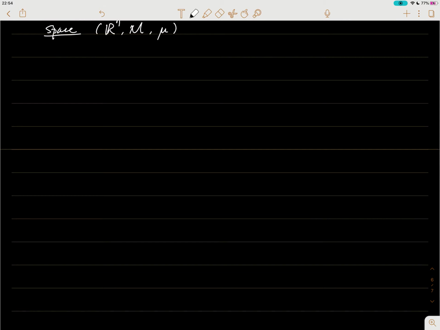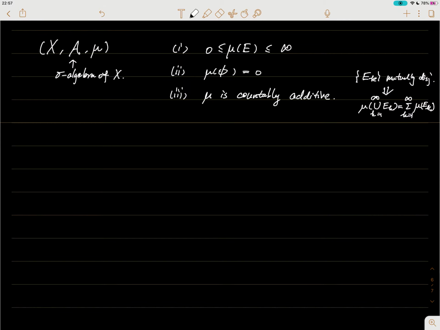So we have lots of nice properties about the Lebesgue measure. So in general, actually, we can define Lebesgue measure on a general set. Suppose we have a space X, and then we have a sigma algebra of that, and the mu is called a Lebesgue measure if it satisfies the following 3 conditions. First, it is non-negative. Okay, for any set E in the sigma algebra, it takes a non-negative value.